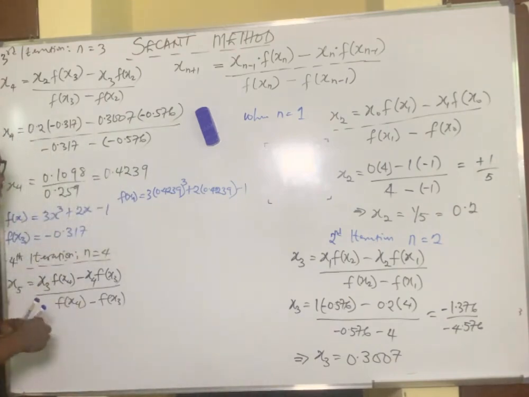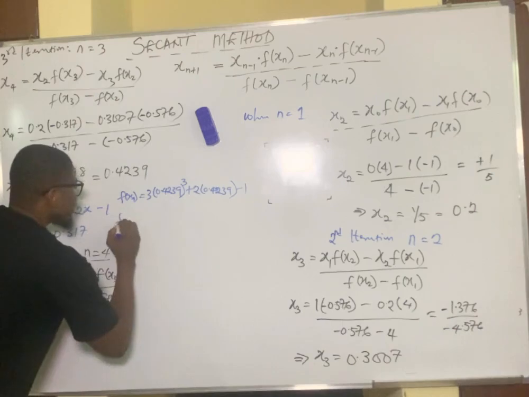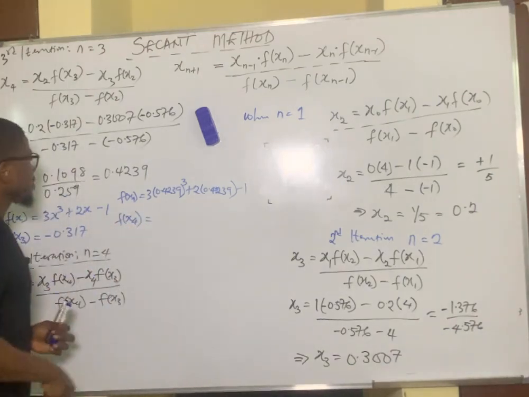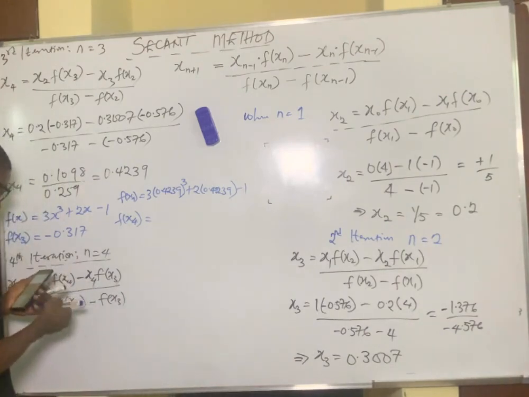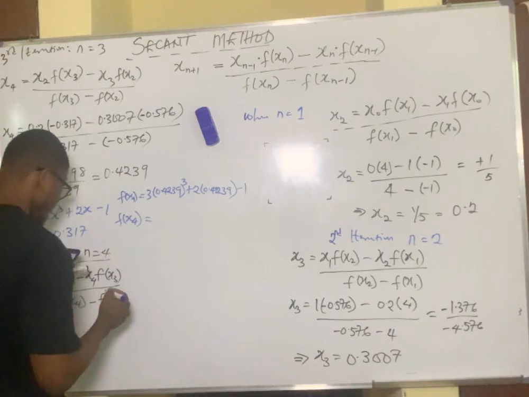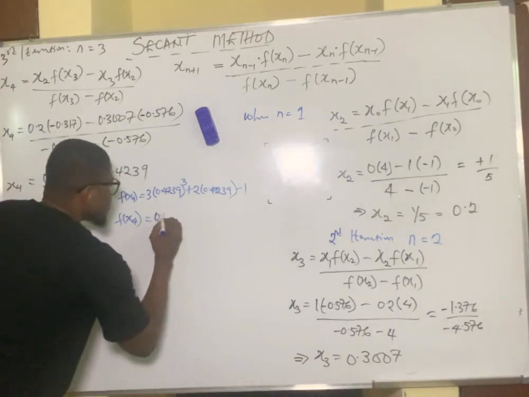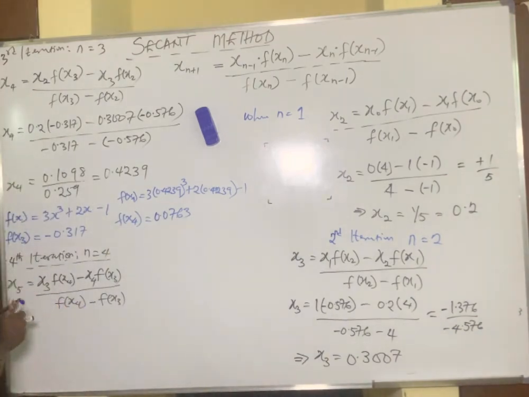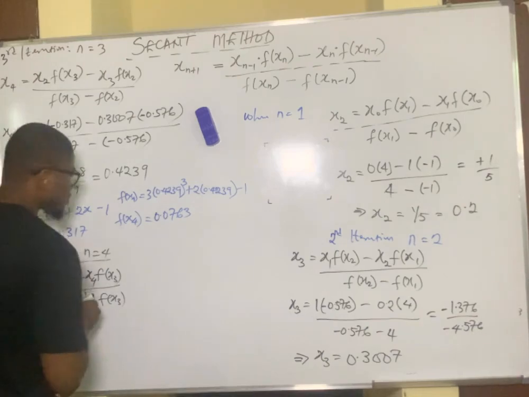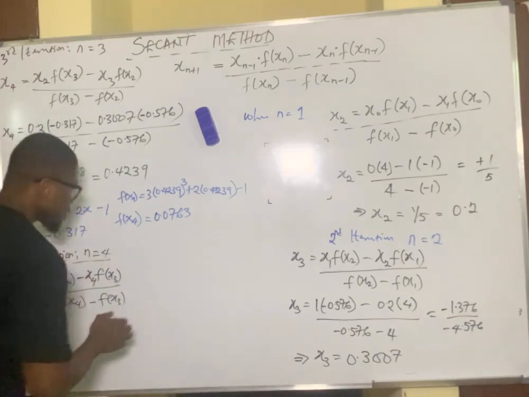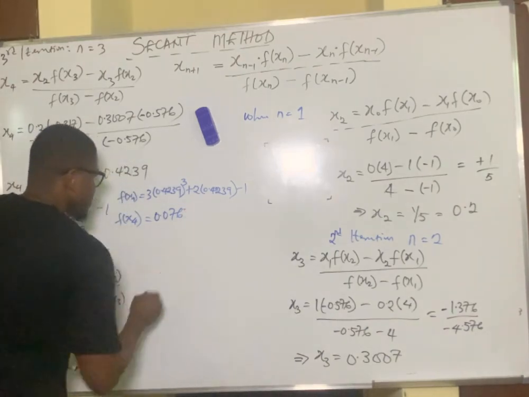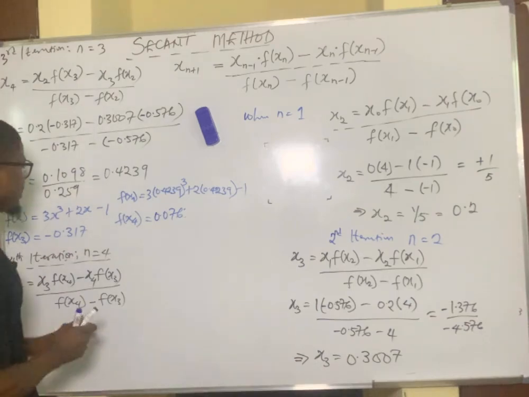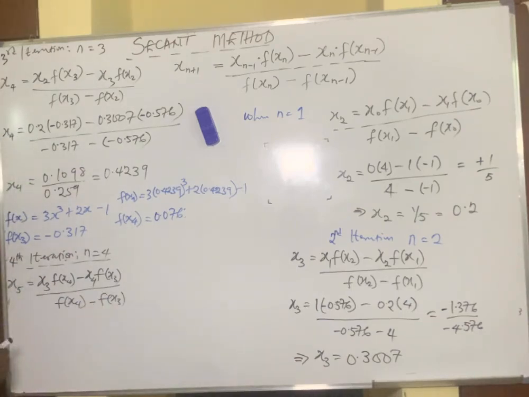So let's try to find this value. F of x4 gives us approximately 0.0763. Okay. Or we can approximate to 0.076, since we've been working with 3 digits for the values of the function. Okay, so having found this, you simply plug into the equation.